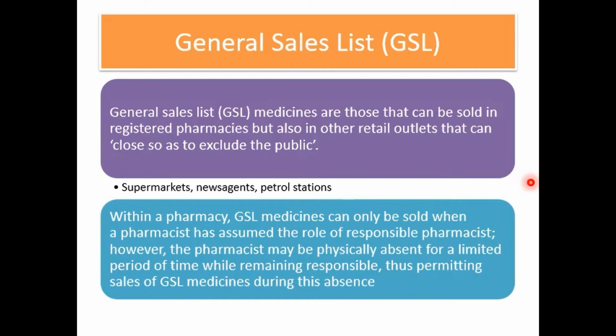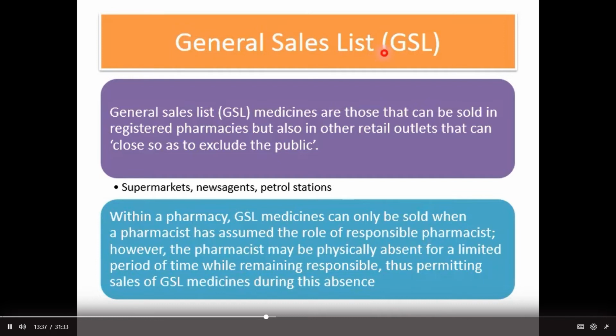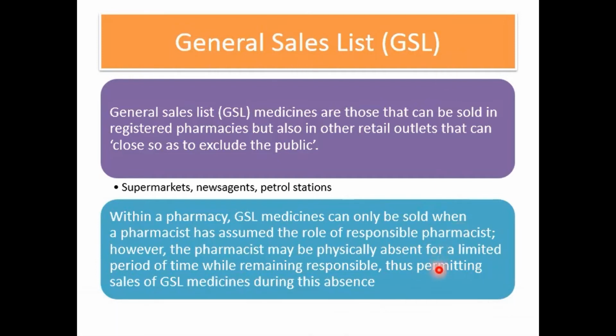Now, within a pharmacy, this is where there's a slight snag in some of the rules. In theory, if you were selling it in a newsagent's or a petrol station, there's no pharmacist supervising, and the sales and supplies can carry on. However, if you're selling within a pharmacy, they can only be sold when a pharmacist has taken on the role of responsible pharmacist. So the pharmacist has to be present and able to sign on as the RP, the responsible pharmacist, before the sale or supply of general sales list medicines can go ahead.